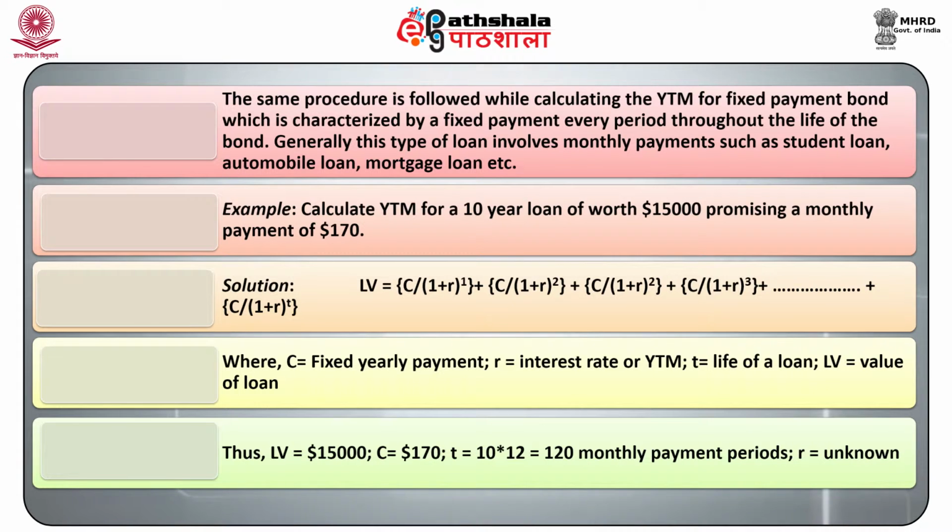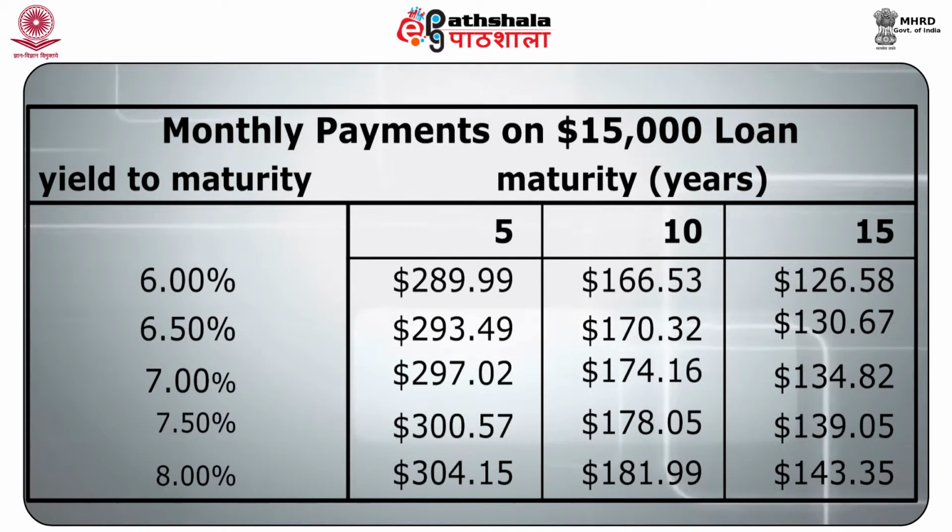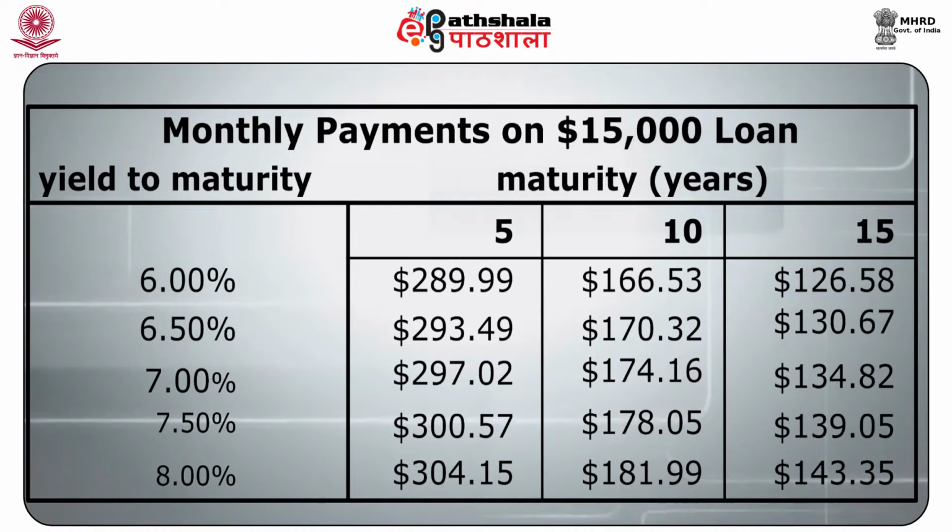$170. Then, the value of the loan is equal to yearly fixed payment divided by 1 plus R, where R is the interest rate or YTM, raised to the power 1, where 1 onward is nothing but T, the life of the loan, and so on. The last term is C divided by 1 plus R raised to the power T. T is the life of the loan. LV is $15,000, C is $170, T is 10 multiplied by 12, 120 monthly payment periods, R is unknown. If you put the numbers into the above formula, you can solve it for R, and the value of R turns out to be approximately YTM of 6.5 or 6.40.